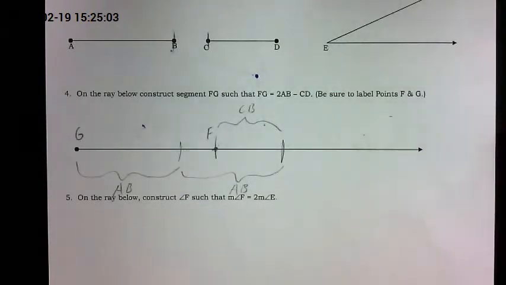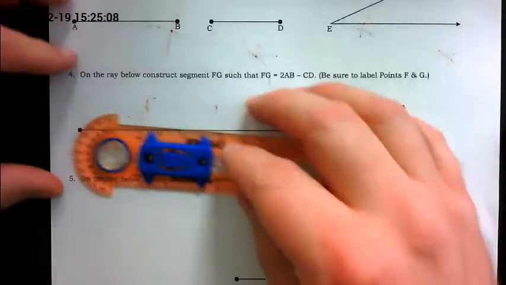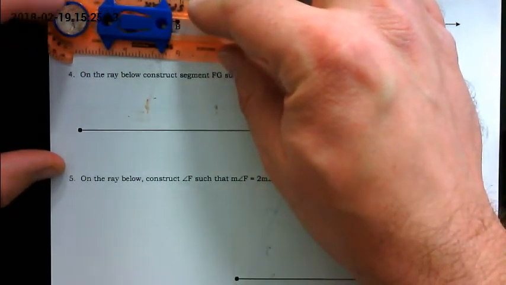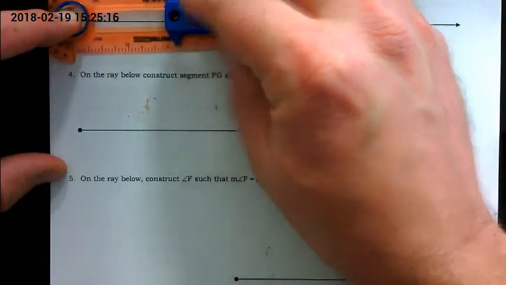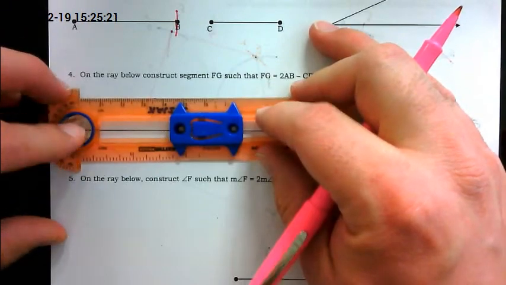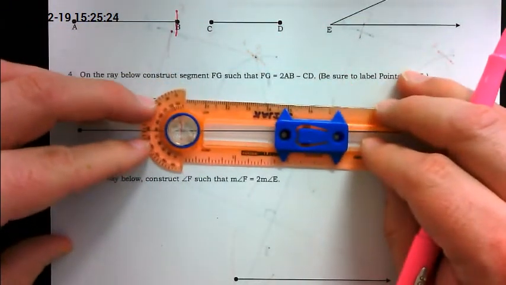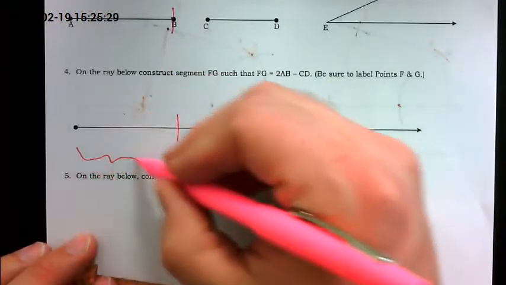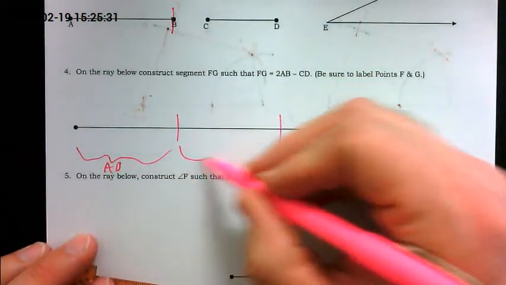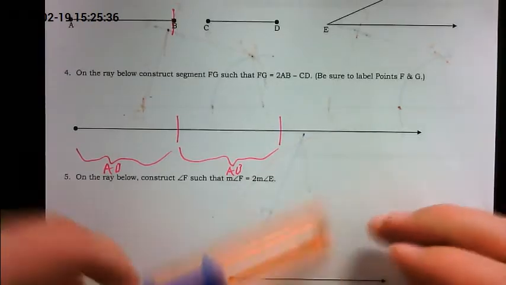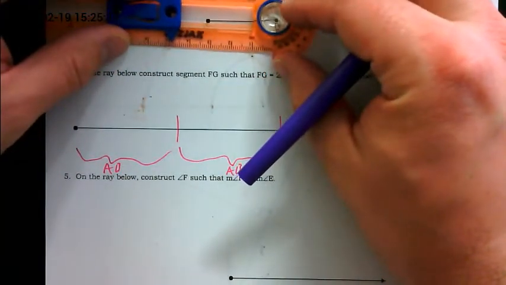So now, same thing with the bullseye compass. With the bullseye compass, I'm going to get the length of AB first. Down here, mark it off again. So now, yeah, this length is AB, this length is AB, and then we're going to go backwards with CD. So get that length on your compass.